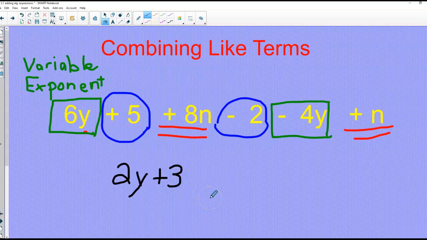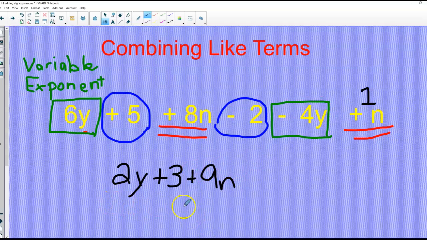Okay, and then lastly, I have my n's to do. So this is 8n, right? It's a positive 8n. And then I have plus n. Now remember, we said earlier that when there's no coefficient there, it's like there's a 1 there. So this is really 1n. So this says 8n plus 1n. So 8 plus 1 is 9. And I'm just going to bring the variable with me. And it was a positive 9, so I'm going to put a plus sign in here, or an addition sign.